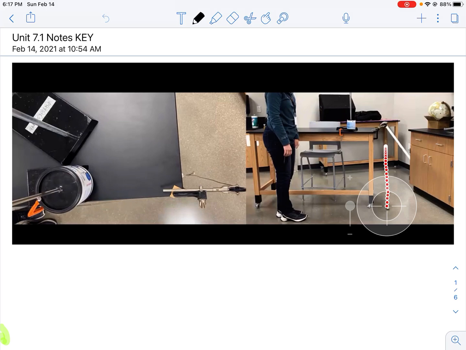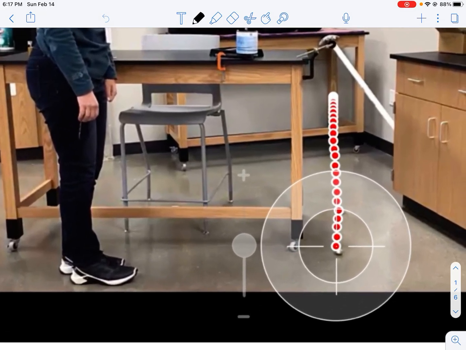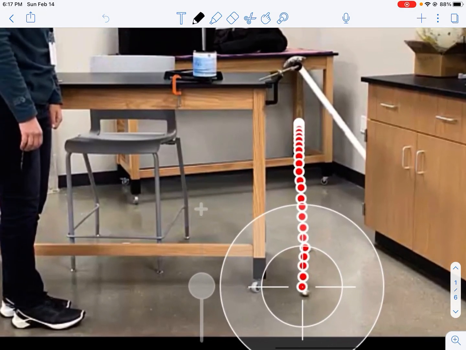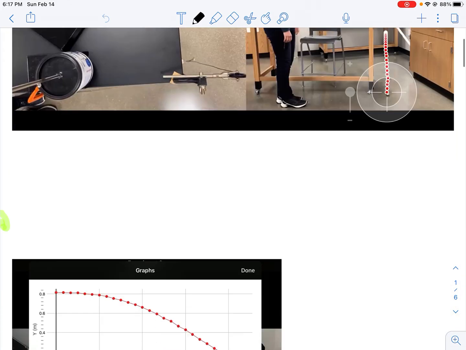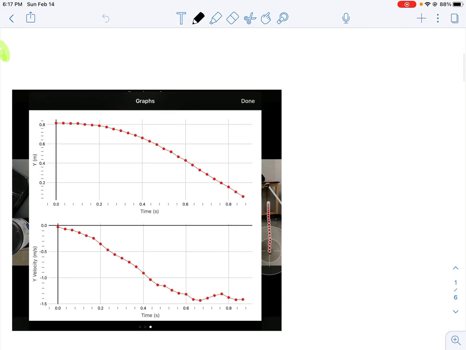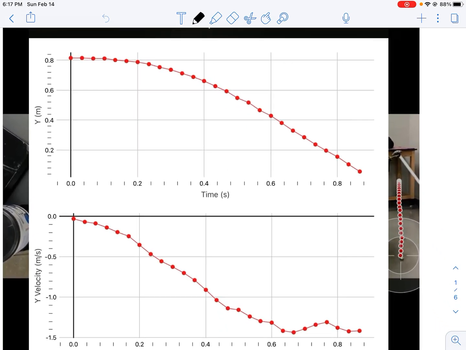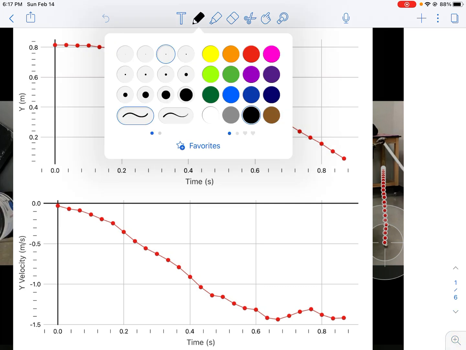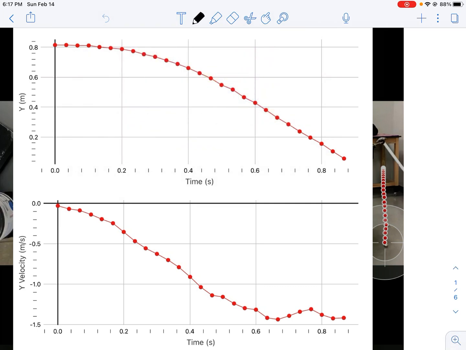So I put this into Video Physics, and in Video Physics, I saw that the weight that's hanging over the pulley clamp actually accelerates. And I can see that in my position versus time and my velocity versus time graph. It's certainly not perfect, but it's pretty darn good. Remember, if my velocity versus time graph is a straight line, the slope of this is going to be acceleration.